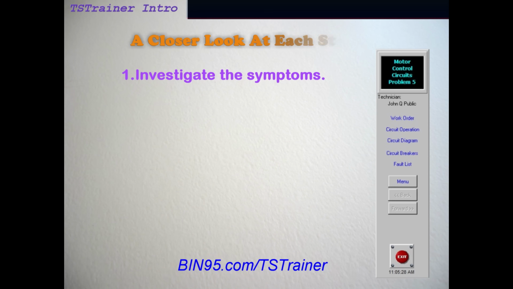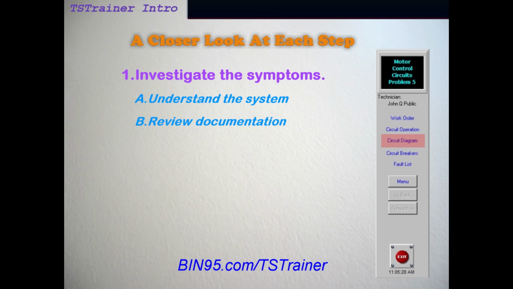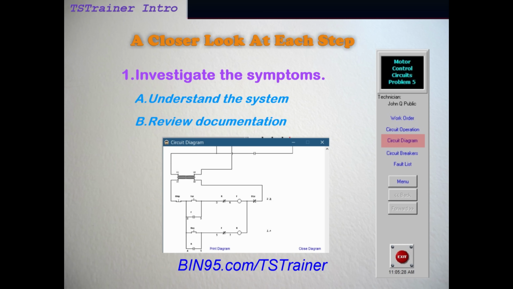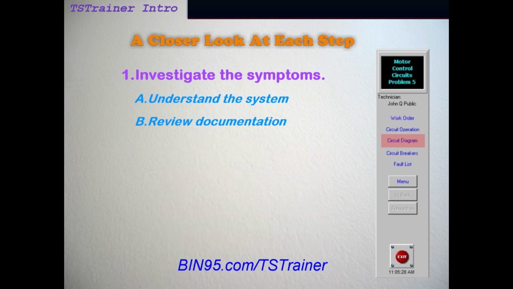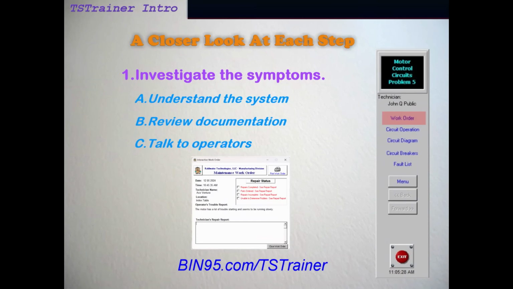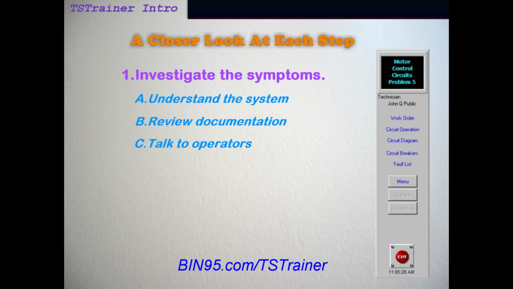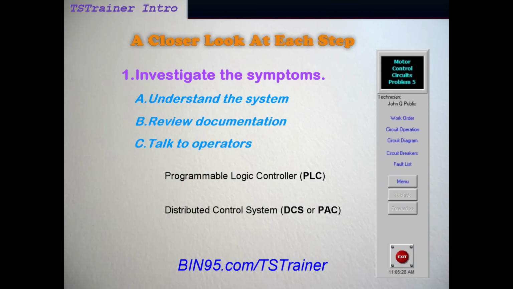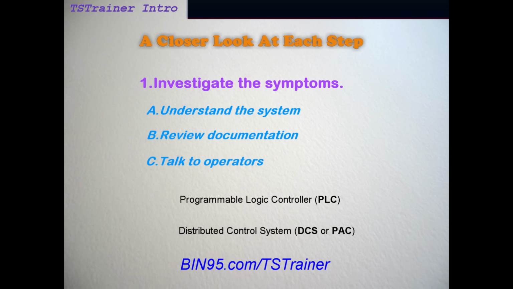A closer look at each step. Investigate the symptoms. Be sure you understand the system. Gather any available documentation. This may be hard copies or information may be available online. Locate schematics, piping, and instrumentation diagrams, as well as loop sheets. Talking to the operators and anyone else familiar with the operation may provide needed information. Pull all operations and maintenance records and control and configuration parameters. This information may be available from a PLC or DCS or other online databases.